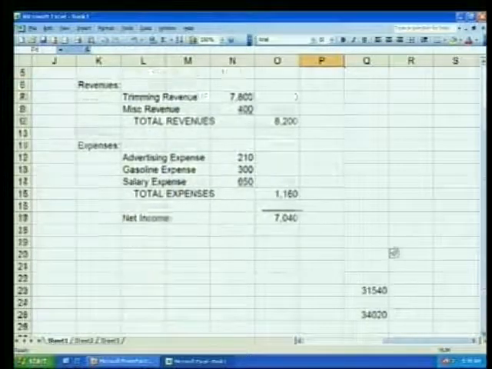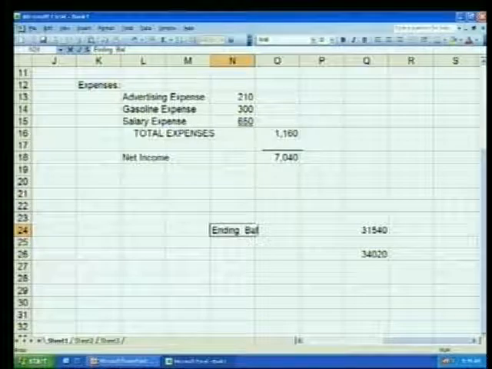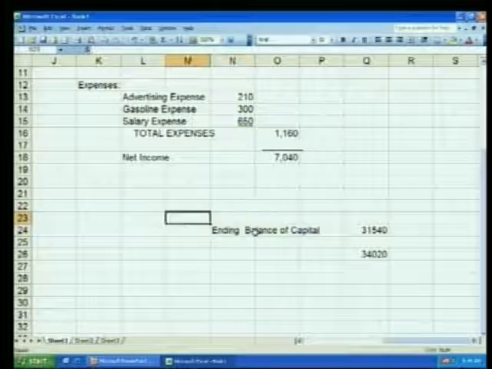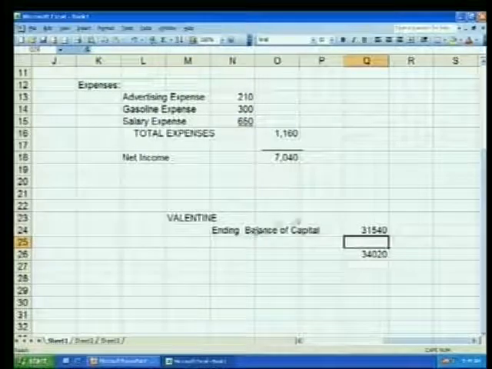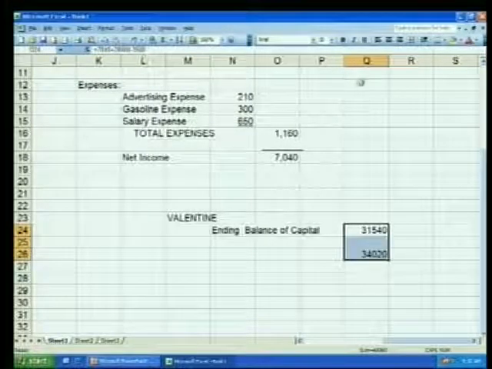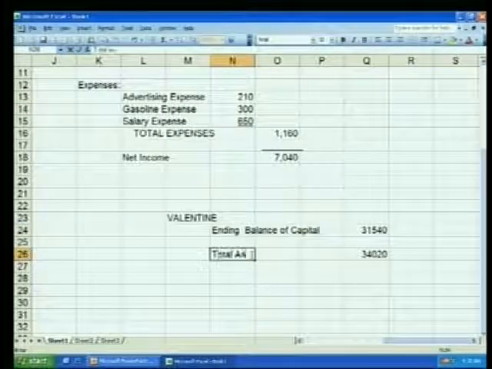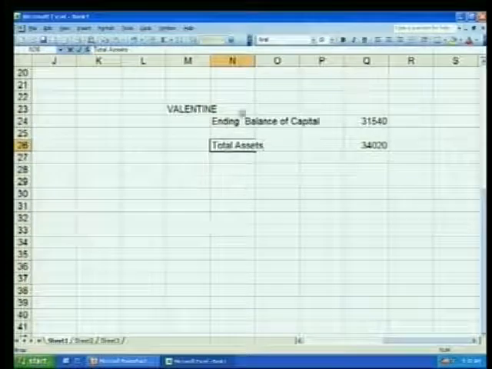Okay, what I want to do now then is quickly give you your homework, okay? And let's go ahead and stay on the Excel spreadsheet because what I want to show you is I'm going to give you a couple check figures, okay? The ending balance of capital, now this is all for Valentine. I want you to finish that handout. The ending balance of capital should be $31,540, okay? And on the balance sheets, the total assets should be $34,020, okay? Those are just check figures, okay?